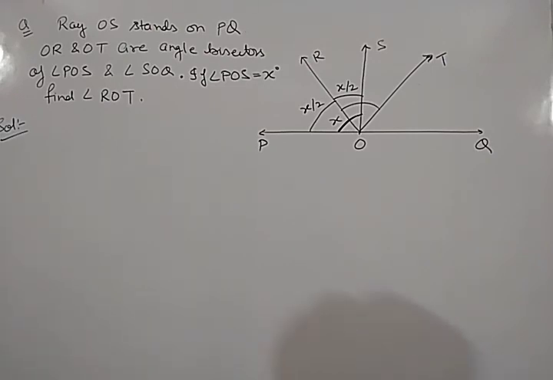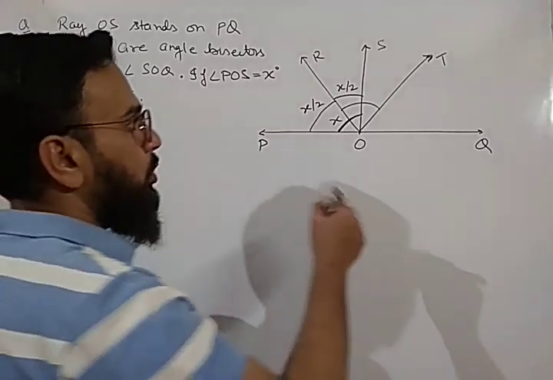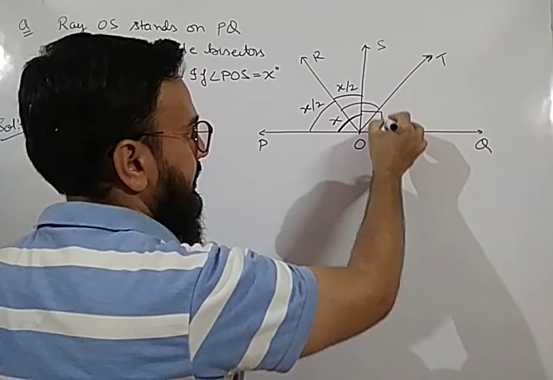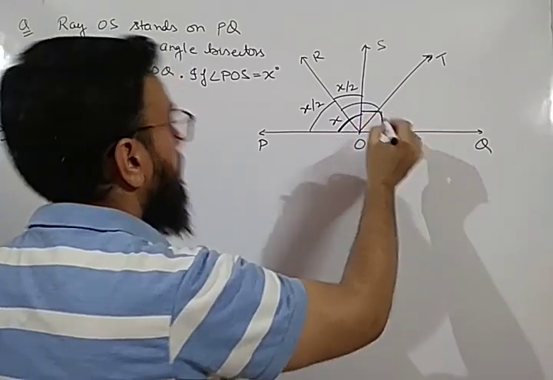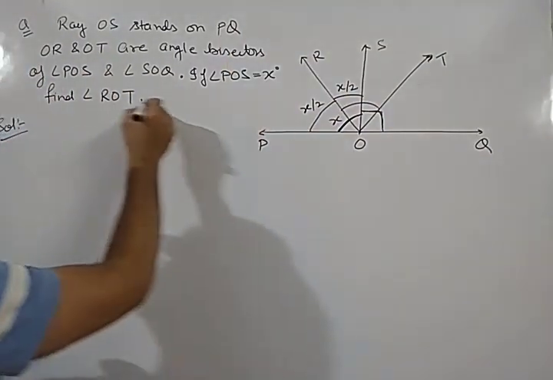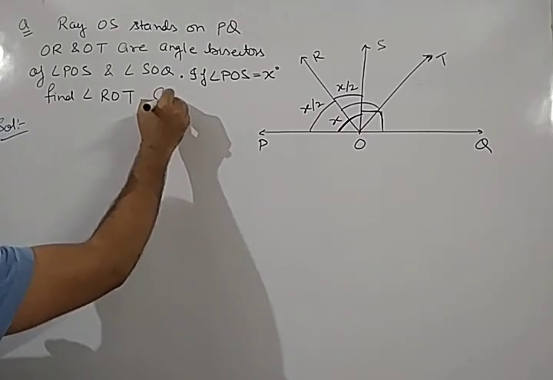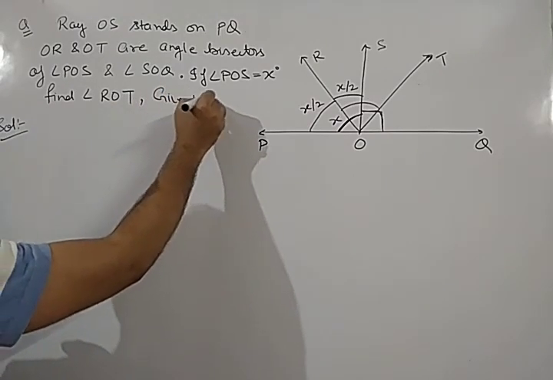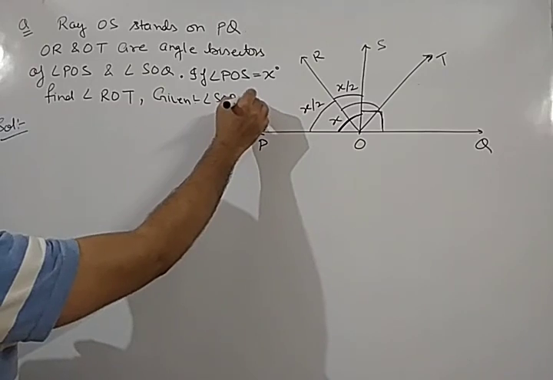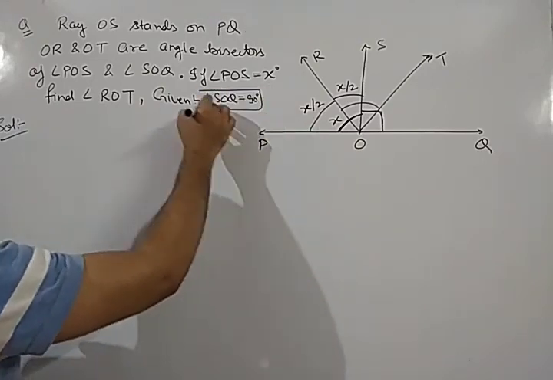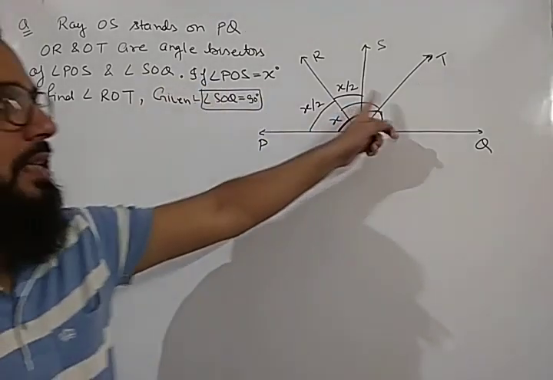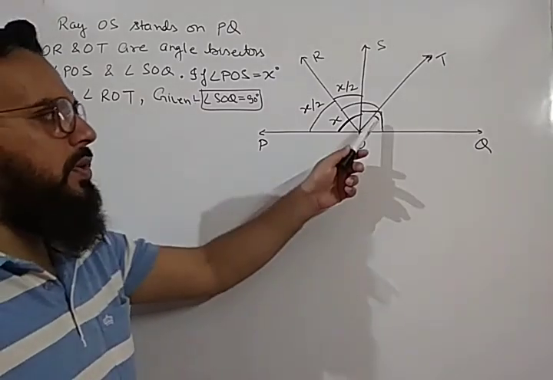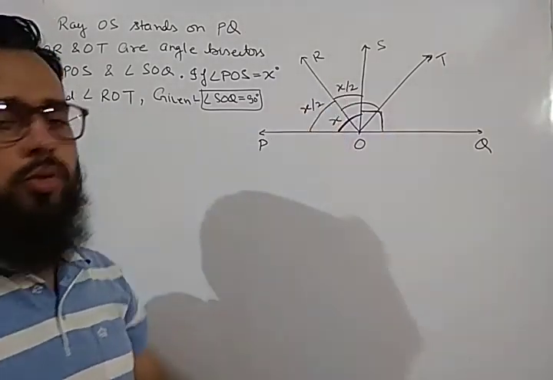Okay. So now what we have to do? We have given one more thing. This angle is given 90 degree. Write it also. You have given angle SOQ is equal to 90 degree. It is also given this angle is 90. So if angle SOQ is 90, then angle POS will also be 90 degree.